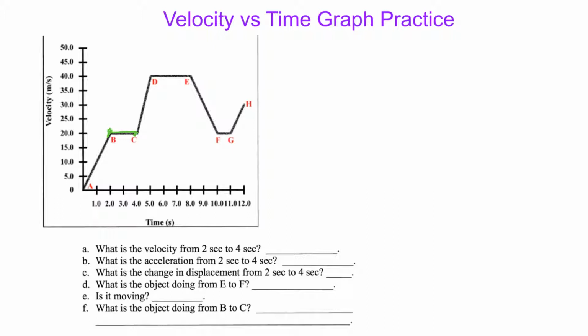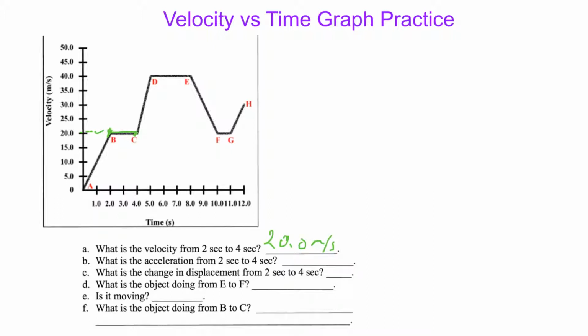Hopefully you did not say 0. Remember, the slope of a line on a velocity versus time graph is acceleration. On a velocity versus time graph, you can just go ahead and read velocity right off of the y-axis. So it was 20 meters per second.